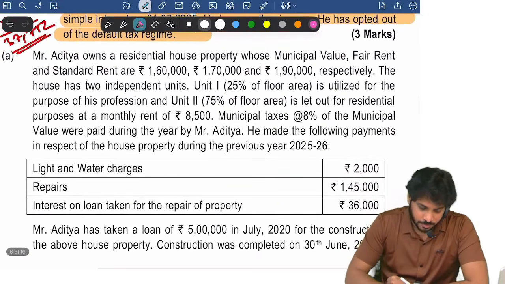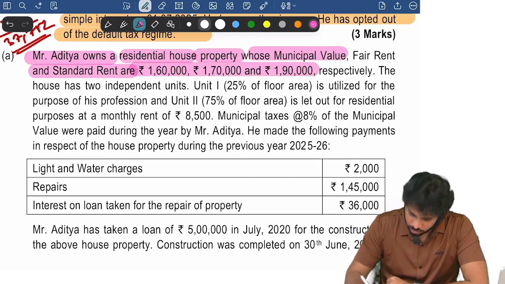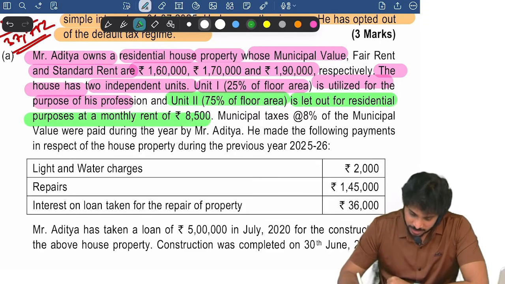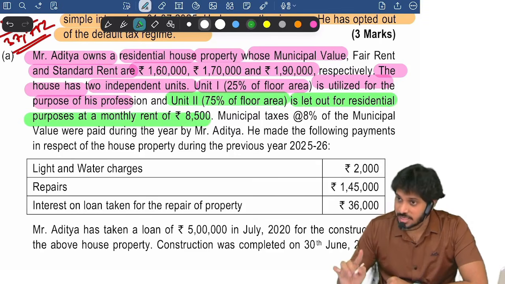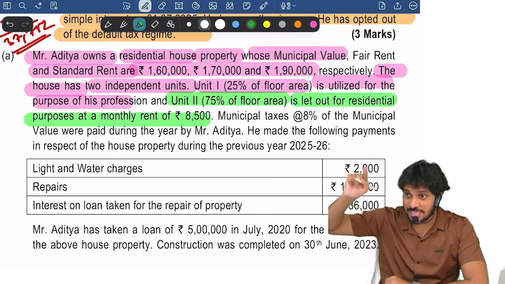Aditya owns a residential property whose municipal value, fair rent and standard rent are given respectively. The house has 2 units. Unit 1, 25% is utilized for his profession. Unit 2, 75% is let out for residential purpose at 8,500 per month. Only for 75% I should compute. The PGBP related portion I should ignore. Only expenses relating to that will be claimed under PGBP under section 30.